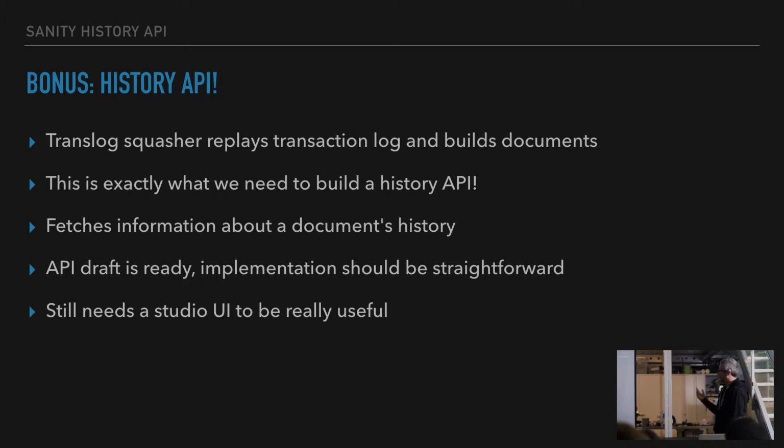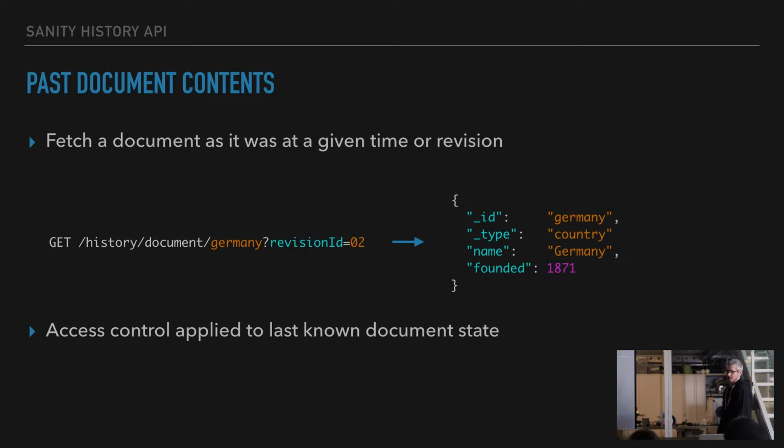So we can have a look at a few of the basic features of this history API. The obvious thing is just to be able to fetch a document as it was at a given time in the past. So in this example here, we ask for the Germany document at revision 2. And so we just get that document back, which, as you can see, does not have the capital field, which comes later.